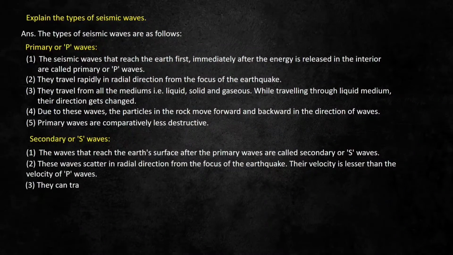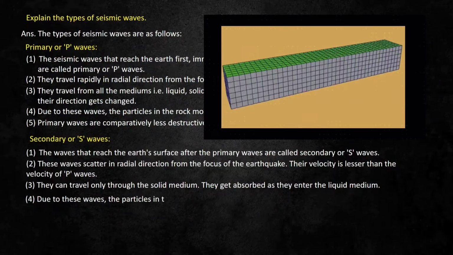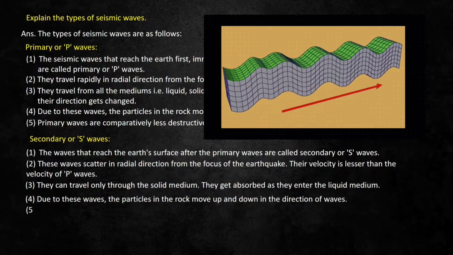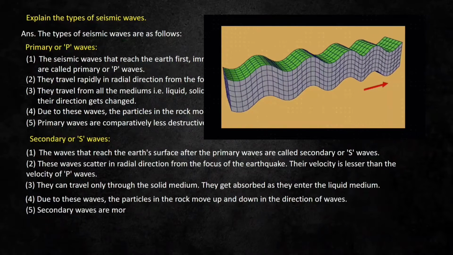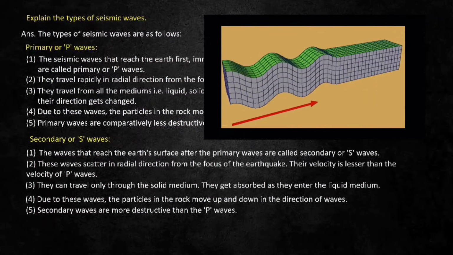The speed is a little less than the primary wave, but the destruction is more. They can travel only through the solid medium. They get absorbed as they enter the liquid medium. Due to these waves, the particles in the rock move up and down in the direction of wave.